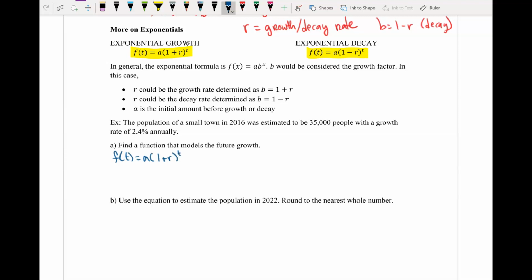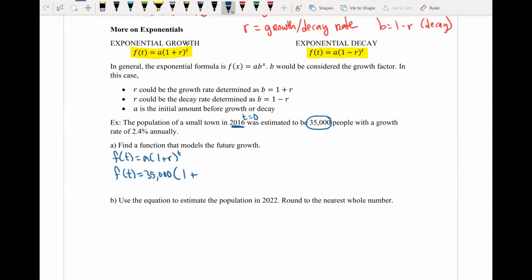So now let's take a look at it. We know initially this is how many people we have. We have 35,000 people in 2016. So I'm going to set 2016 to be our initial amount. This is how many we have in the very beginning. So that means our a in this case is going to be this 35,000.